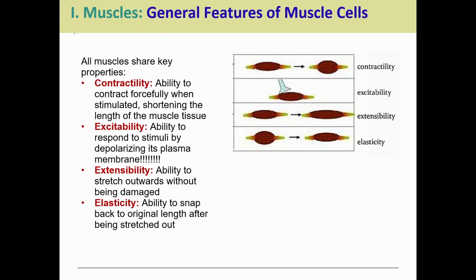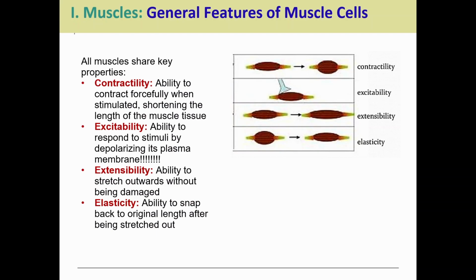Number two is excitability. This is the ability to respond to a stimulus because it's going to depolarize its plasma membrane. We're going to talk about the neuromuscular junction and how that triggers that excitability. Extensibility is the ability to stretch outwards without being damaged, so it's extendable. It can extend past its normal length without having to fix any damage. And then elasticity: once we've extended, we can snap back to our normal length.